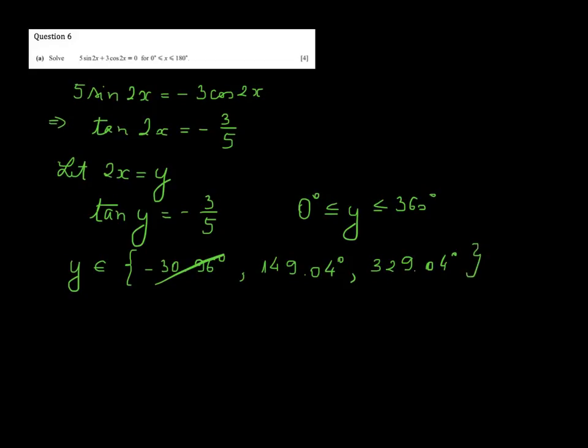Now I divide by 2 and I get my solutions for x. 74.52 degrees or 164.52 degrees to 2 decimal places, and these are my answers.